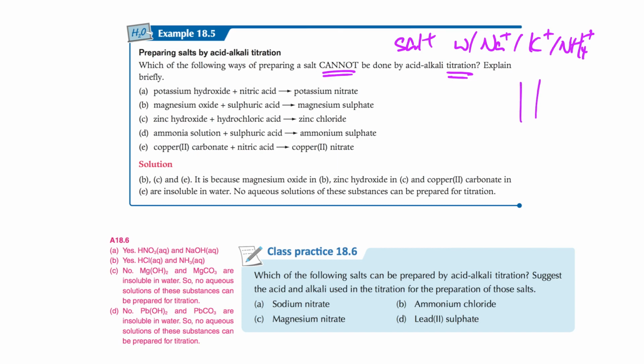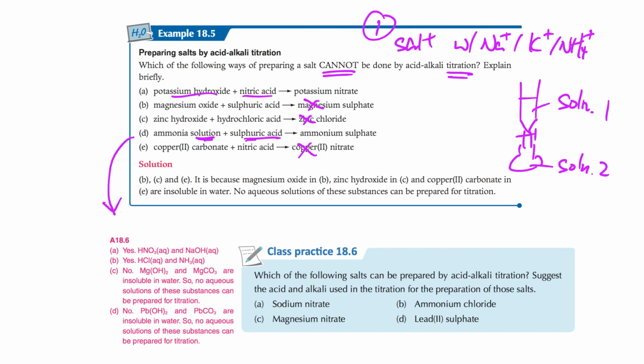And for the titration, it has to include two solutions, solution 1 and solution 2. So if you come across some of them that are not solutions, they cannot form solution, most likely they cannot be done by acid-alkaline titration. So first of all, we check the first one. Sodium, potassium, and ammonium. Which of the following salts are not? So this one is not, this one is not, this one is not. So B, C, E, they are wrong. So A and D, this one is solution, solution, solution, and solution.